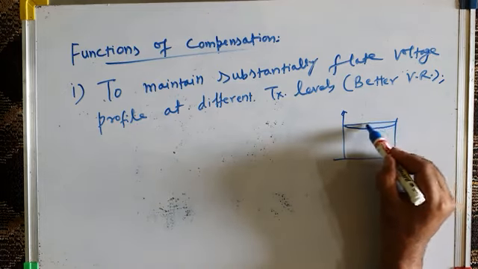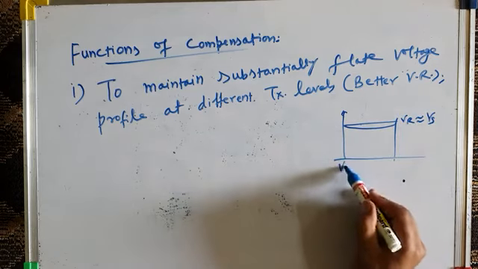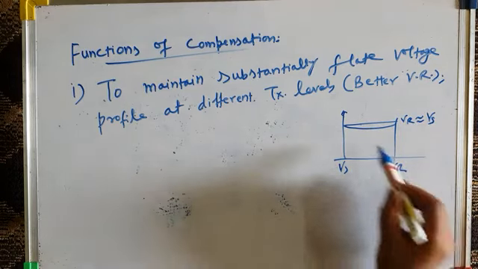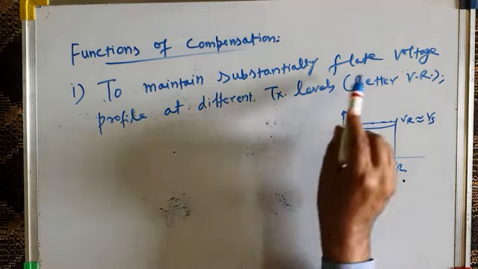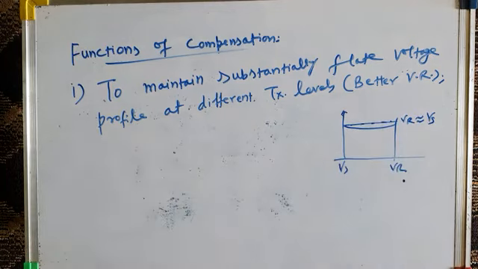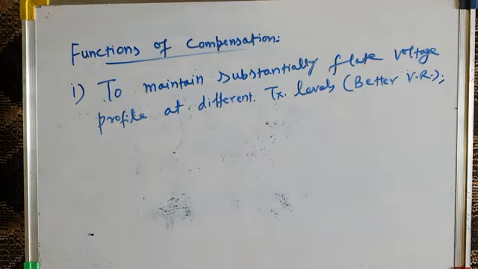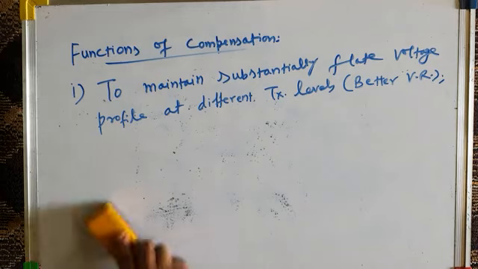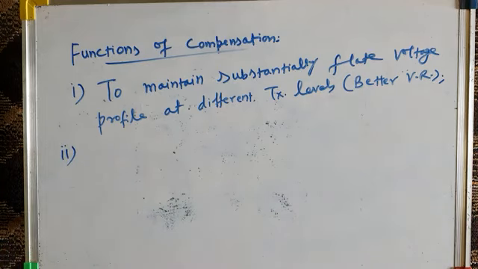There may be some small drop. Your VR may be very nearly equal to Vs. This is Vs, this is VR. So this is what compensation does. The first main function is that it improves the voltage profile at different levels of transmission. That means it results in better voltage regulation. So the consumer load will get a good voltage. There will not be much drop in the voltage if compensation is done. So it will result in better voltage regulation.